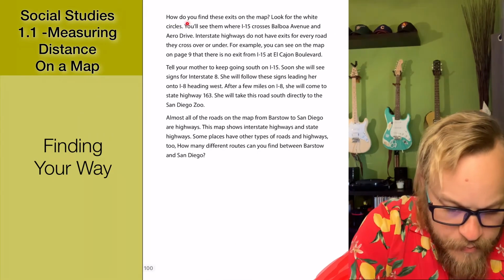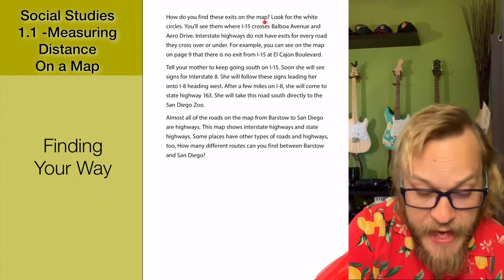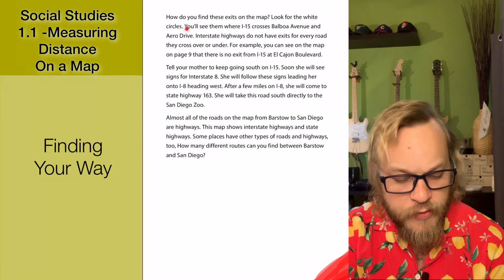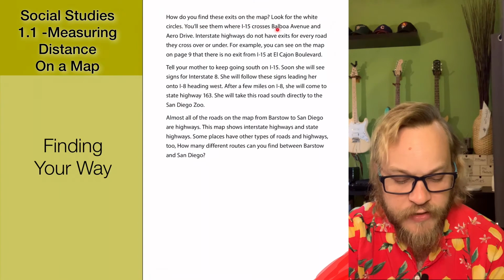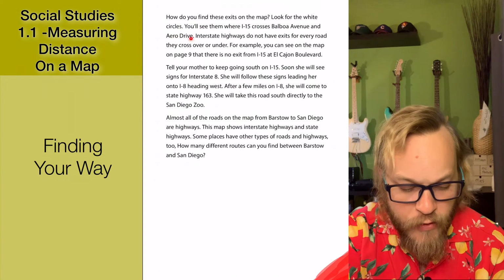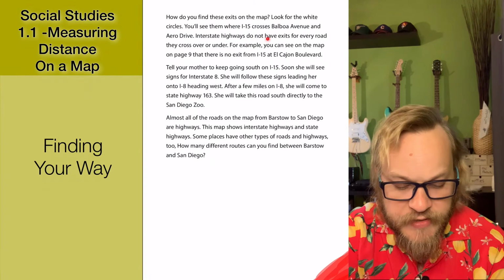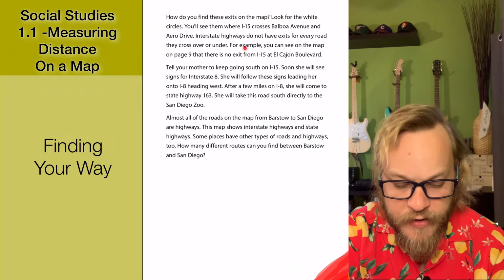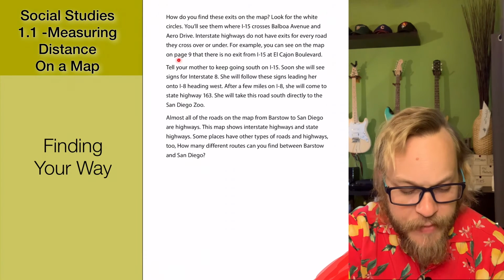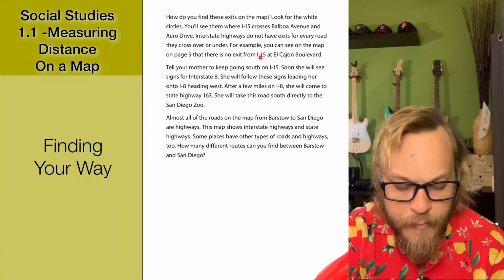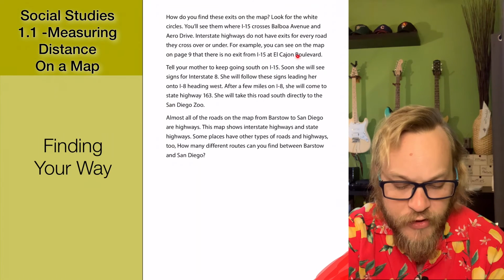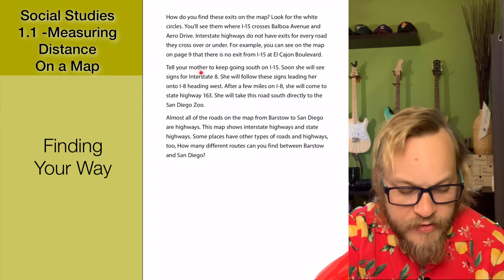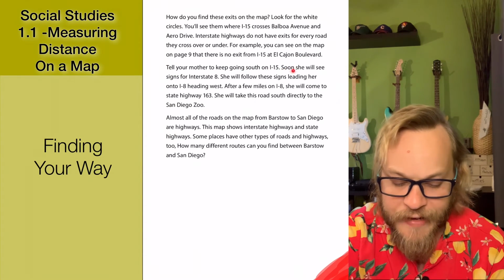Okay, but how do you find these exits on the map? Well, you look for the white circles. You'll see them where I-15 crosses Balboa Avenue and Arrow Drive. Interstate highways do not have exits for every road that they cross over or under. For example, you can see on the map on page 9 that there is no exit from I-15 at El Cajon Boulevard. You tell your mother to keep going south on I-15.